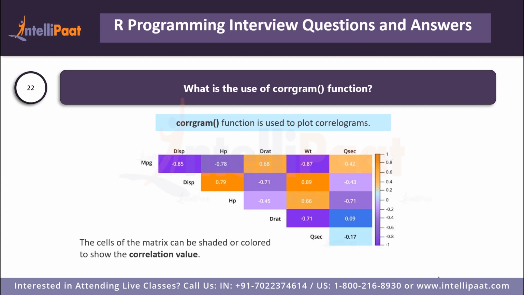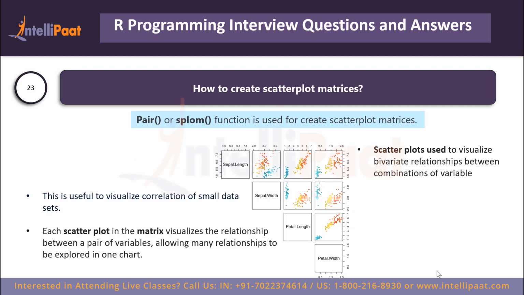Further, the correlogram is a commonly used tool for checking randomness in a dataset. And if non-random, then one or more of the autocorrelations will be significantly non-zero. In addition, correlograms are used in the model identification stage for auto-regressive moving average time series models. Now this is all about the corrgram function. Now let us move on to the next question.